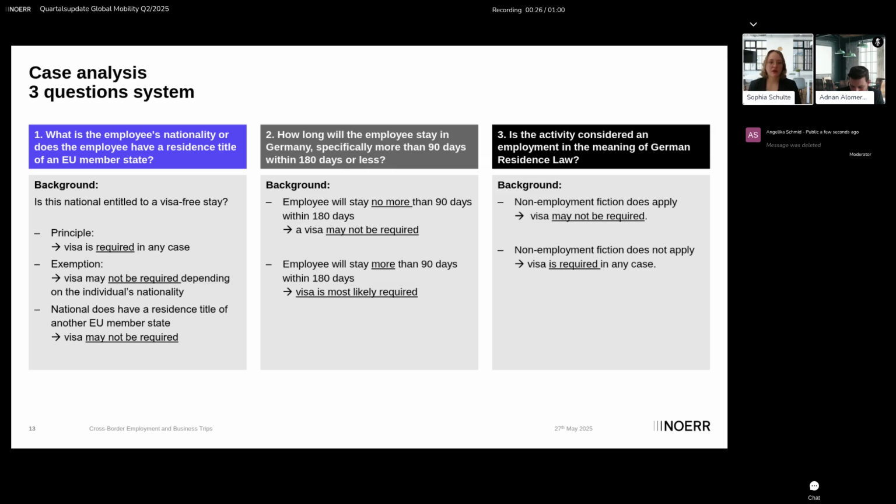And then, after we look at the nationality of the employee and how long he's going to stay in Germany, we will see what kind of activity he is supposed to do in Germany. Can these activities fall under one of the options for the non-employment fiction, or does this non-employment fiction not apply, and therefore it is considered employment within the meaning of the German residence law, and this individual needs a work visa to perform these tasks? If somebody just wants to come to Germany for holidays, of course, they can do that within these 90 days within 180 days, regardless of what they want to do here, if it's just for fun.